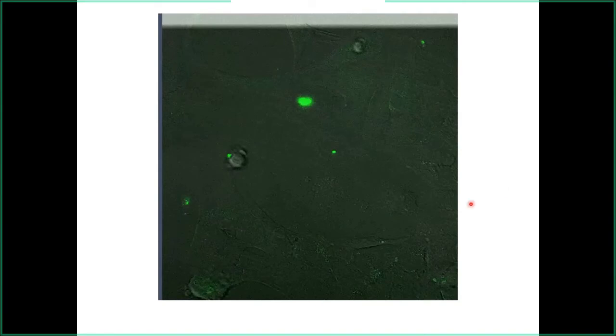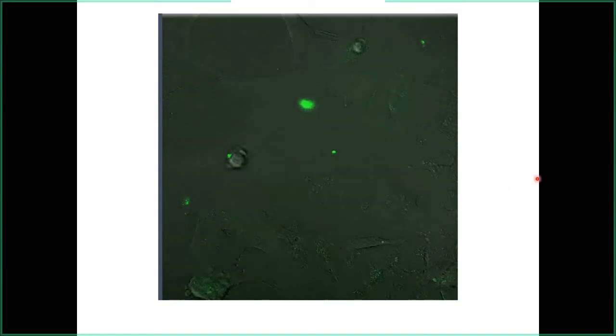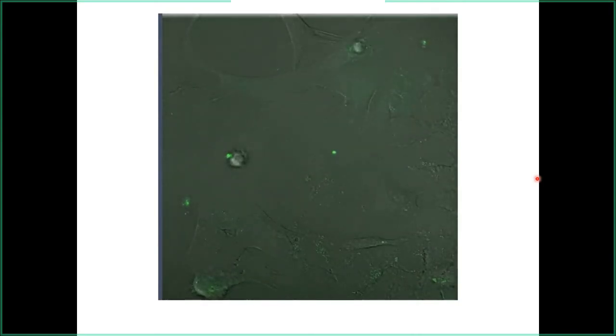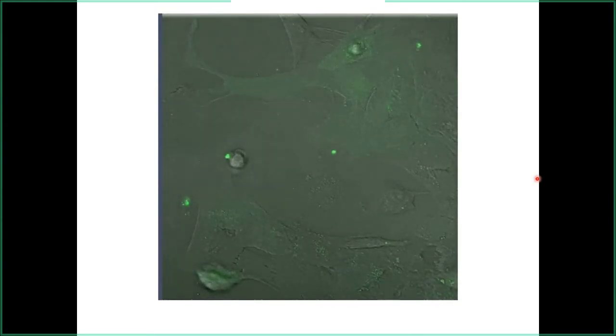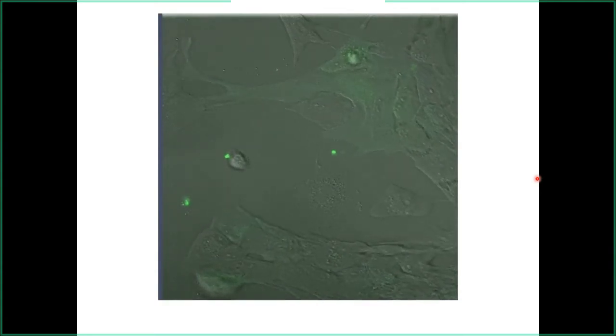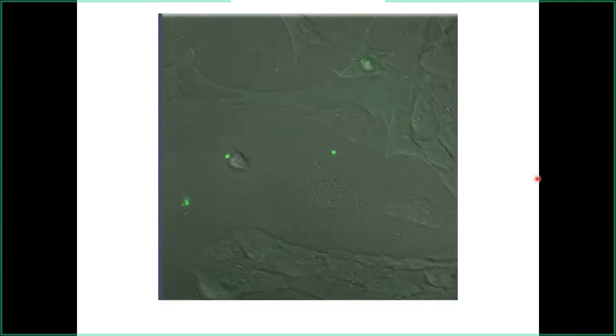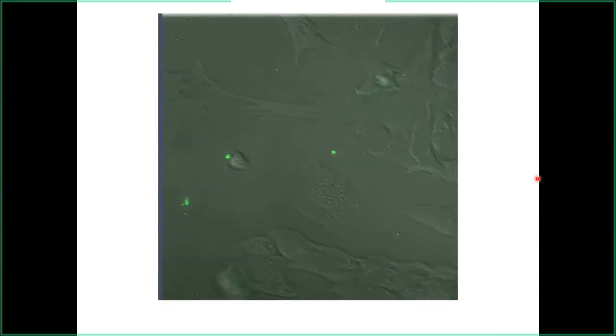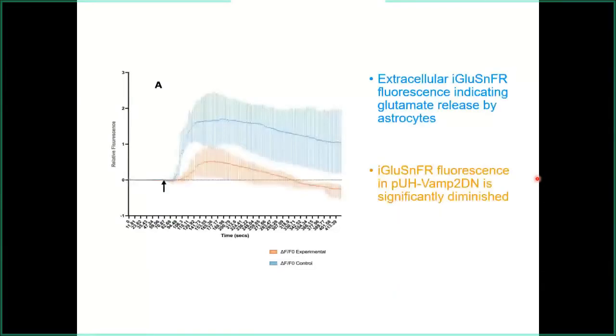VAMP2 dominant negative expressing astrocytes have much diminished calcium-dependent glutamate release. That's when ionomycin is added. And the astrocytes are dying after the experiment. So Toby repeated this experiment more than a dozen times, and we can clearly see that both our dominant negatives, the mGluR dominant negative and the VAMP2 dominant negative, are working.